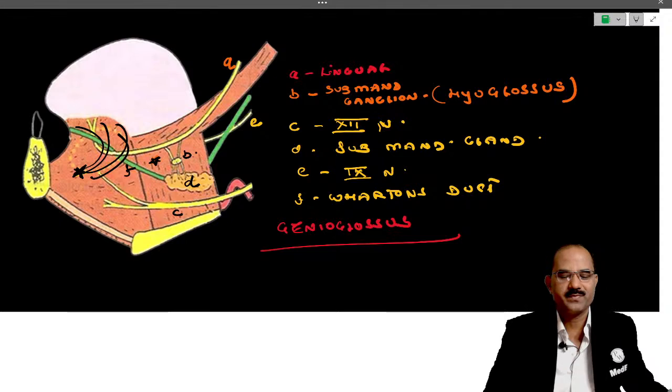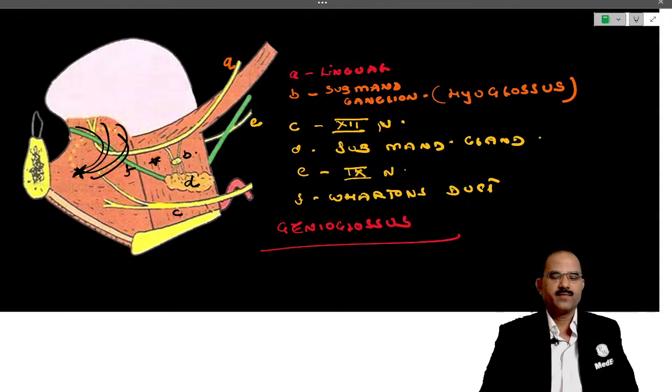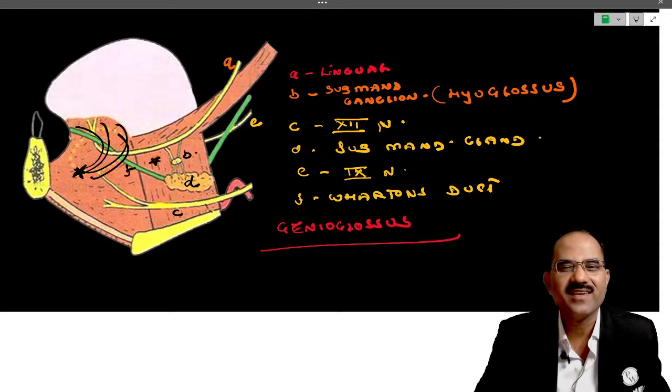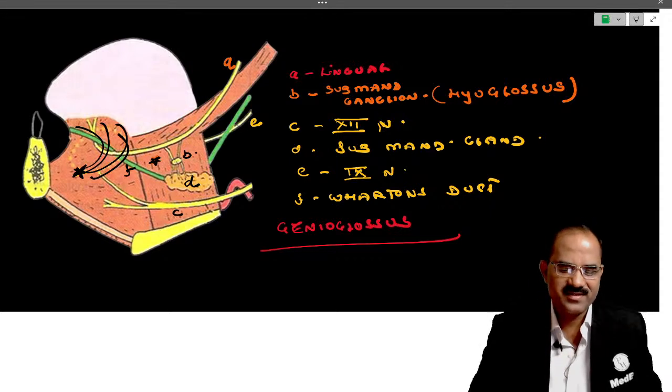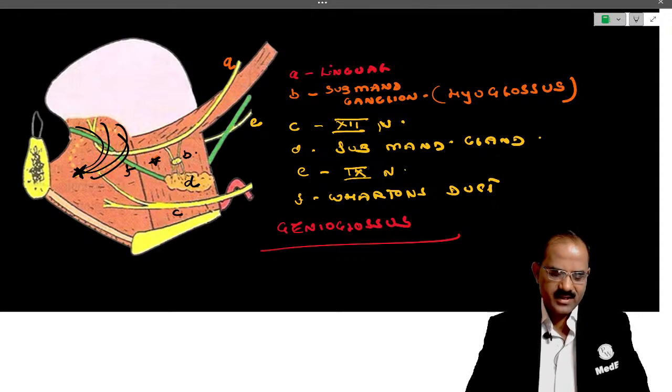So in lesions of the hypoglossal nerve, the tongue is deviated to the same side of the lesion. Am I clear? I hope this should be clear. Students, following now? Okay, great. Very good.